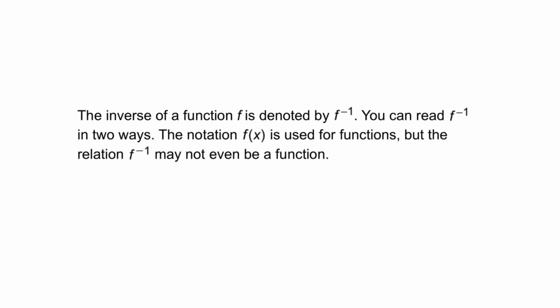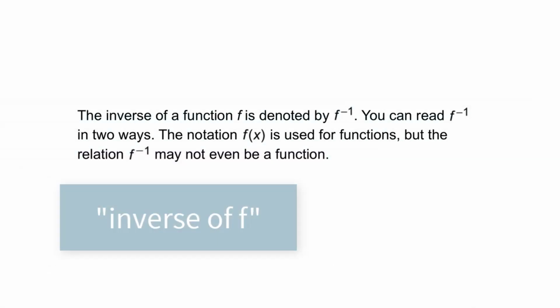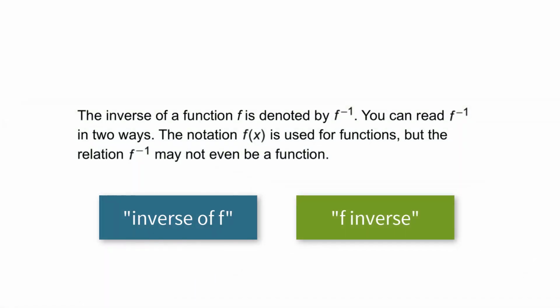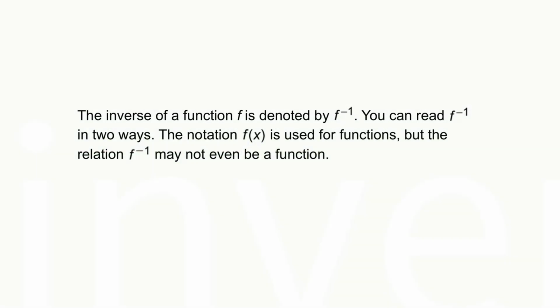The inverse of a function f is denoted by f with a superscript -1. You can read f with the superscript -1 in two ways. First, you can read it as the inverse of f, or you could read it as f inverse. The notation f of x, function notation, is used for functions, but the relation f inverse may not even be a function.